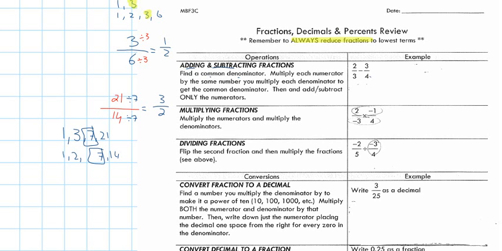No. So I have to make them into common. So you're going to multiply each numerator by the same number. You multiply each denominator to get the common denominator, then add and subtract only the numerator. So let me tell you what you need to do.